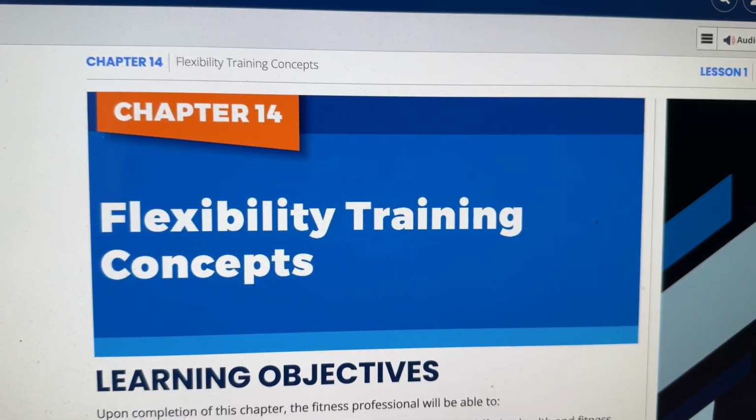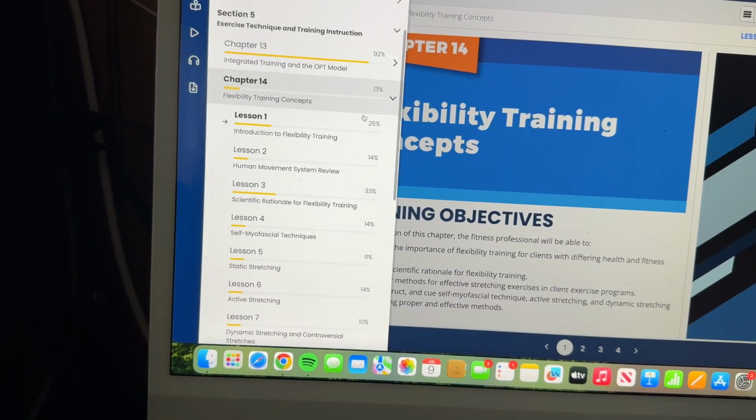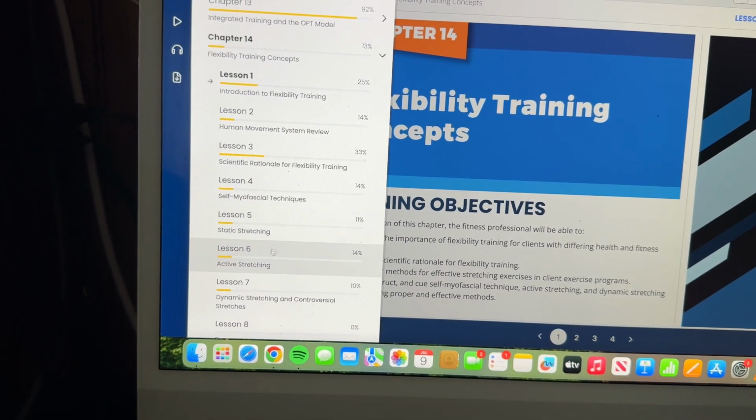Chapter 14, Flexibility Training and Concepts. It's 4 pages for the first lesson, but this chapter looks pretty long. 7 lessons, 521. I say it's probably gonna take me till like 12 o'clock at night. So I'm gonna get started on this right away. I'll let you guys know when I'm done with lesson 1, 520 right now. It'll probably take me till 6. So I'll see you guys in hopefully a little bit.